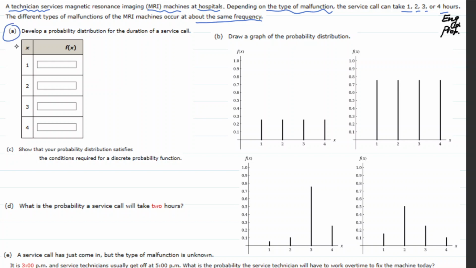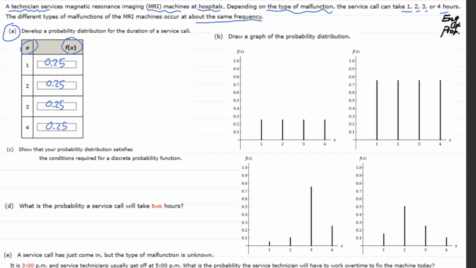Now, part A: develop a probability distribution for the duration of a service call. If you assume x, a discrete random variable, is the indication of how many hours it takes, we're talking about 1, 2, 3, 4 as possibilities, and f of x is the discrete probability distribution. They are happening at the same rate, so the likelihood is the same. So it's 1 over 4, 1 over 4, 1 over 4, 1 over 4, so 0.25, 0.25, 0.25, and 0.25.